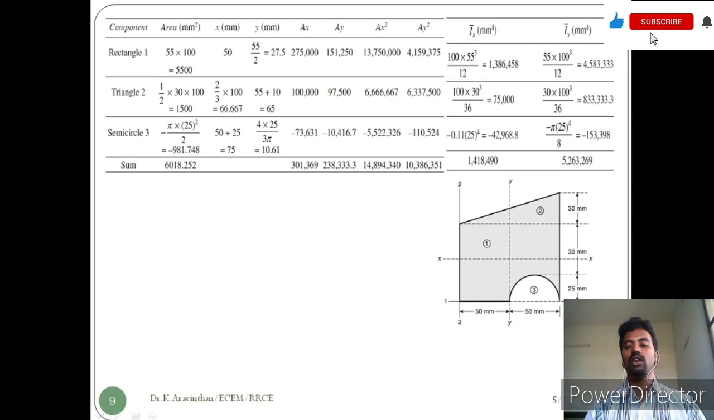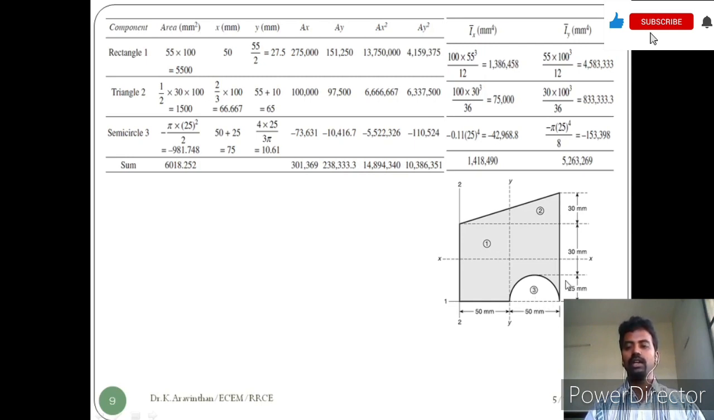Next you have to find the centroid of the half circle. For the half circle, the diameter is 50, so the centroid will act along the center, that is 50 by 2. You have to consider the distance from the y plane. So from the y plane, 50 plus 50 by 2, that is 75. Now let us find the y centroidal distance from the horizontal reference plane.